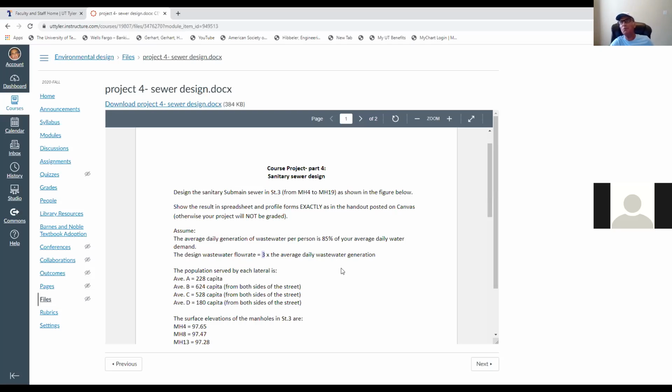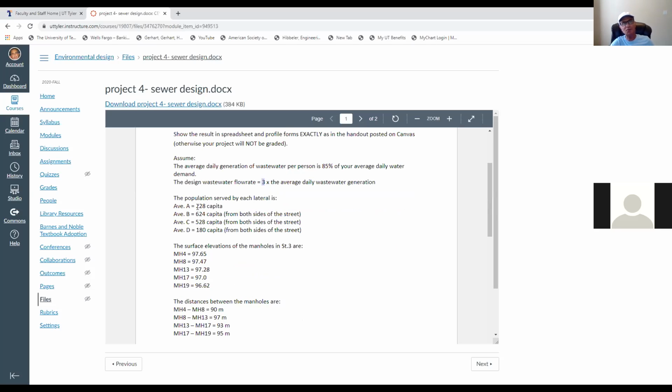Now, you don't know how many people live in there, right? Well, I give you some of them here. On Avenue A, you have 228. In Avenue B, 624, both sides, and likewise for C and D. So these enable you to calculate the peak flow in each lateral. Make sense, guys, or not? Yes. Okay.